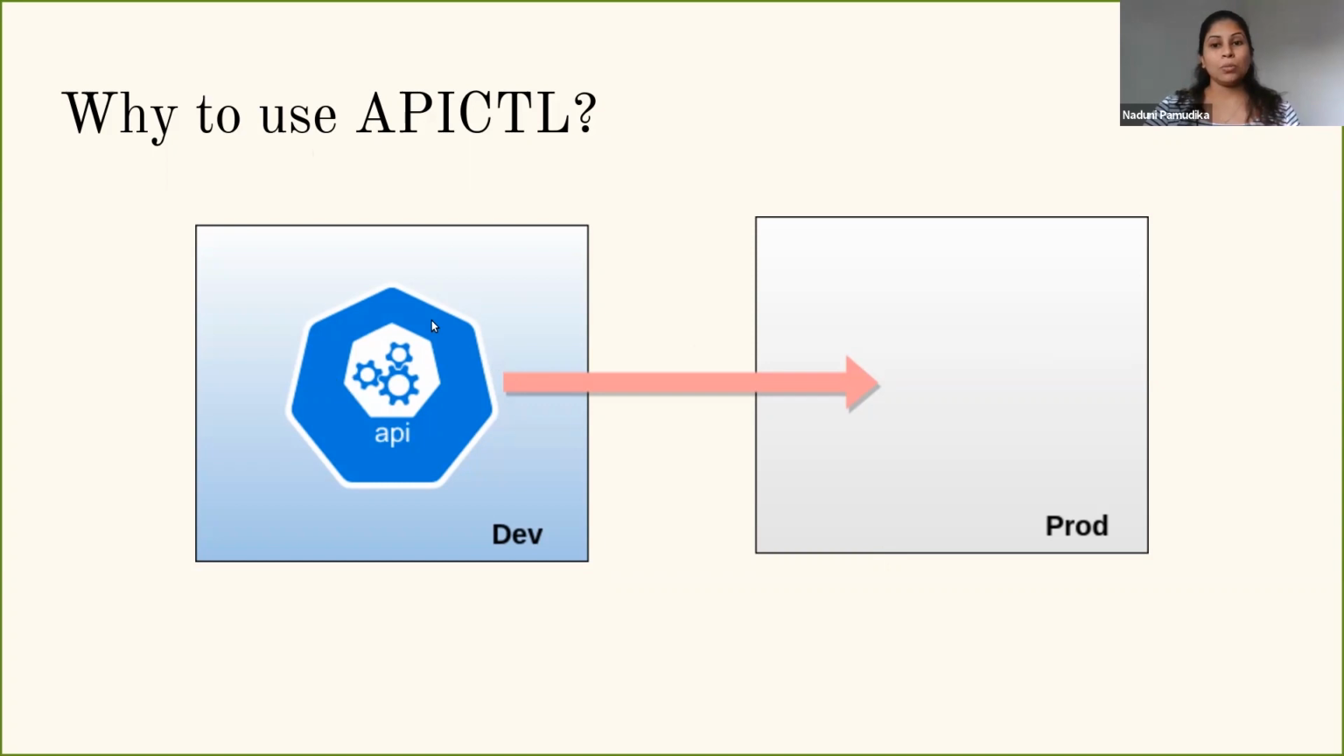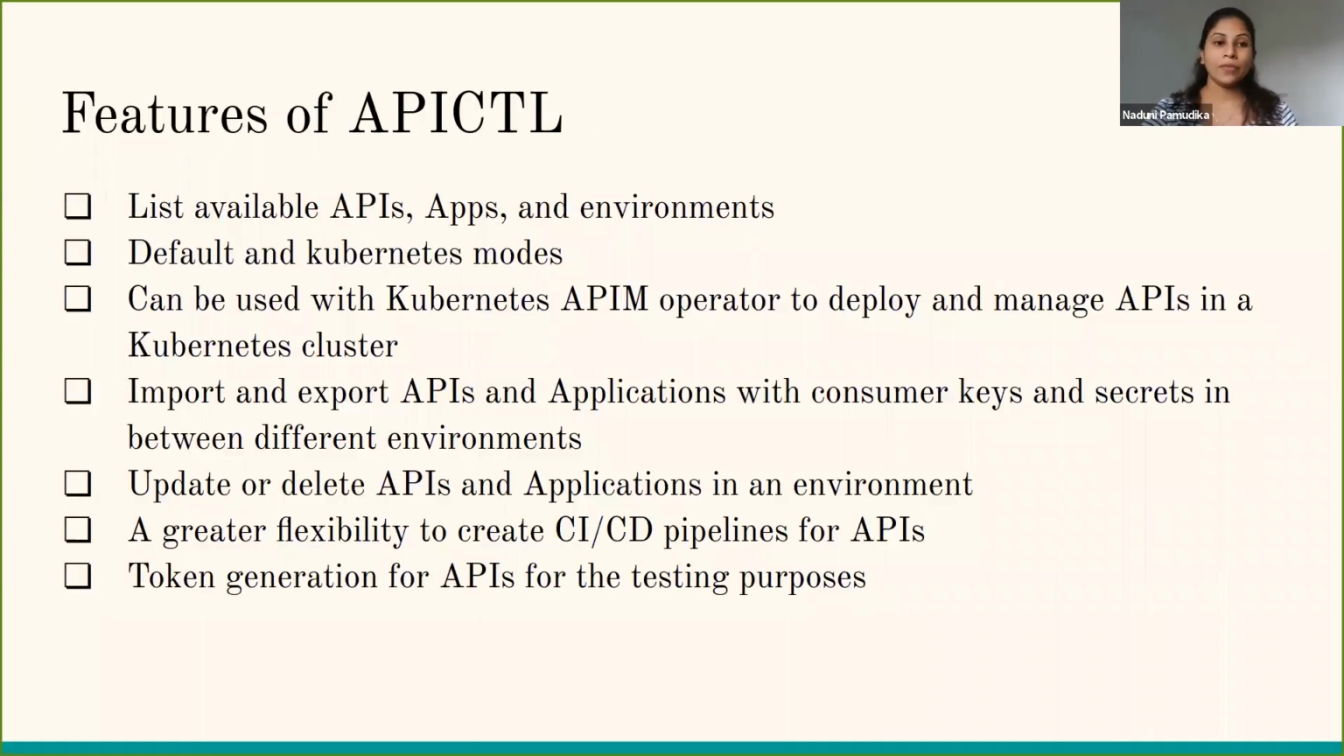Similarly, you can use APICTL to migrate applications. But there's one thing you need to keep in mind. That is, APICTL can only be used to migrate APIs and applications in between similar API Manager versions. That is, say you have API Manager 3.0 version in your dev environment and 2.6 version in your prod environment, then you cannot use APICTL in that case. Keeping that in mind, let's see what are the other features available in APICTL.